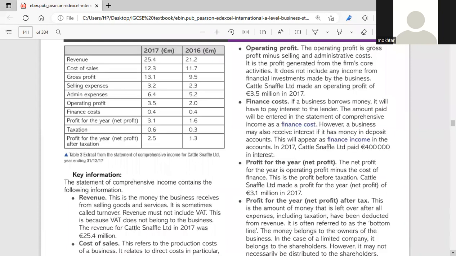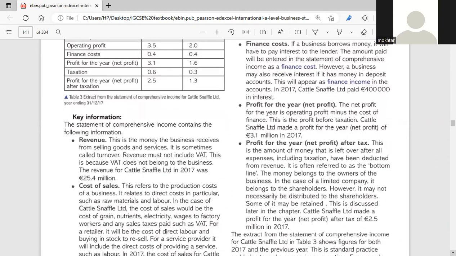We have finance cost, and we have finance income. For the finance cost, this is when the business borrows money; the interest you pay on the loans you take is called finance cost. Then the finance income, this is when a business has a fixed deposit account and the bank pays you interest on it. That is our finance income. Then we have the profit for the year, which is the same as the net profit. Your net profit minus your taxation will give you your profit for the year.